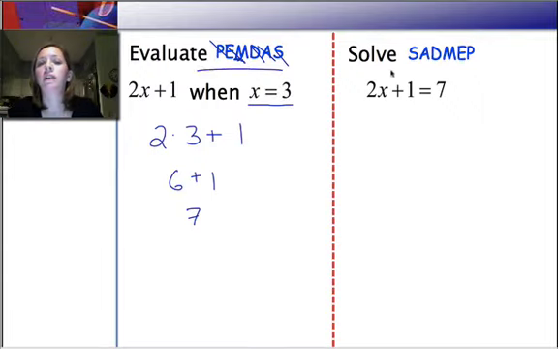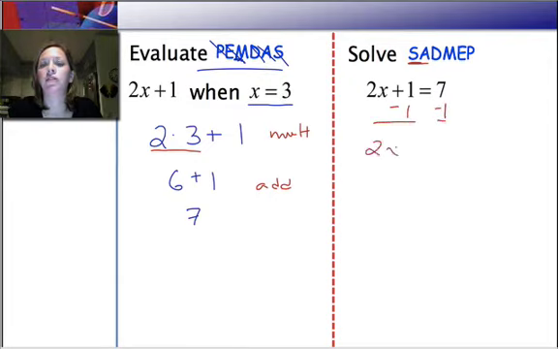However, when solving the equation, I'm going to do this in a little bit different order. Remember when I was evaluating, the first thing I did was multiply. And the second thing I did was add. But when I'm solving this equation, the first thing that I want to undo is the addition or subtraction. So first, I will subtract 1 from both sides of the equation. So now I'll have 2x is equal to 7 minus 1, which is 6.